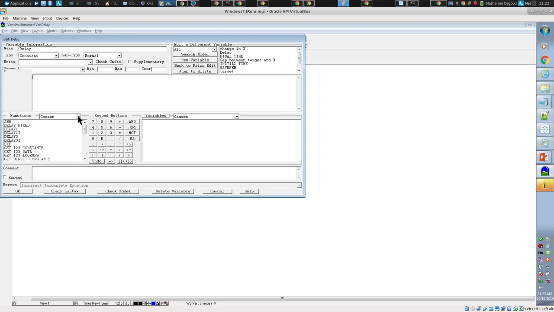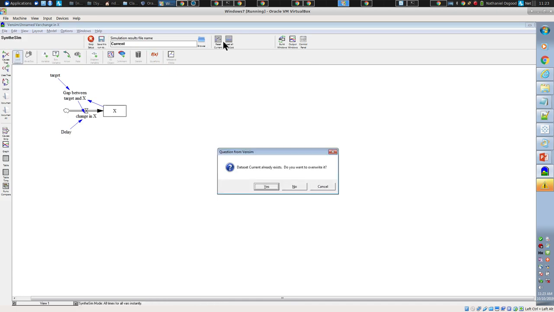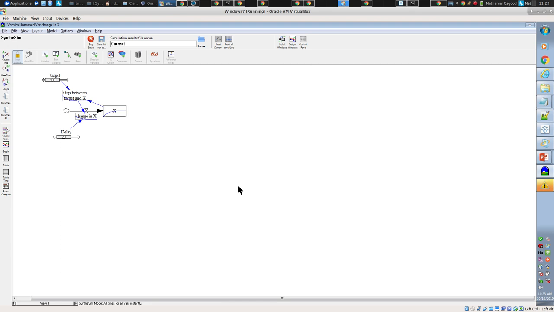So there's a gap, but it takes us some time to get that. So the delay here is going to be 20, right? And the change in x is just the gap divided by that. Okay, so if I run this, right? There we go. So I have this target, right?